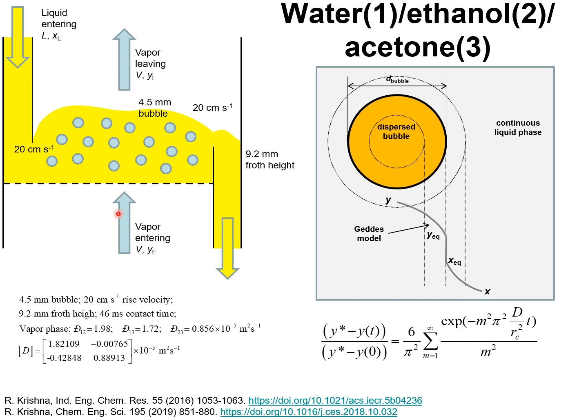For a spherical bubble that rises in a liquid, the equilibration process is described by the Geddes model. This is a classic model. And we can use this model to calculate the composition trajectories that are realized as the vapor emerges from the bottom, crosses the froth, and leaves the distillation tray. We also determined that the liquid phase resistance is relatively unimportant, and therefore the interface mass transfer is largely dictated by the vapor phase transport.